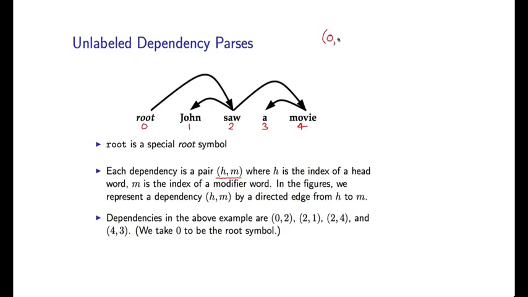So I have (0, 2). That's this dependency here. I have (2, 1). This dependency here. I have (2, 4). This dependency here. And I have (4, 3). This dependency here. So throughout this lecture, we'll represent these dependency structures as sets of dependencies, where a dependency is an (h, m) pair, h is the head, m is the modifier.